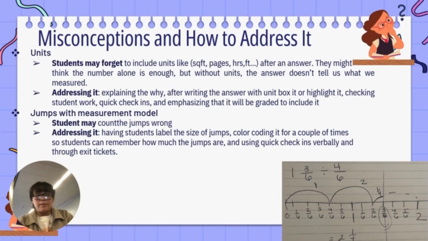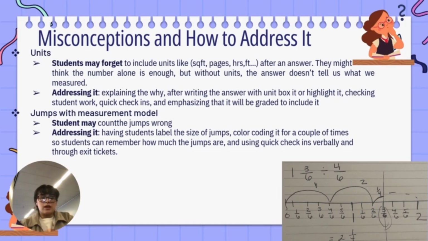Even though they both have the number 4, the units are different and they mean something. So explaining it like that, instead of just saying you have to, they need to understand the why and the importance. And then when writing the answer, have students either circle or box in the answer with the units, or even highlight it, and check students' work with quick check-ins. Also, you can emphasize that it is part of the grade whenever they're doing their class assignment or an exam, stressing that if they don't include it, they won't get the full points because they didn't put the units.